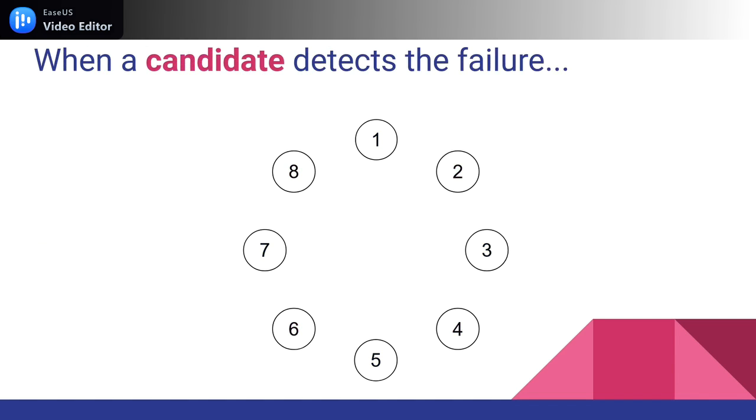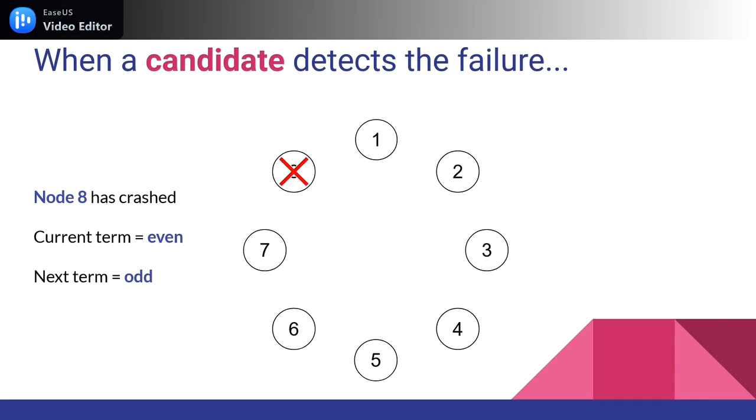The first scenario shows the detection by a candidate. So in this network, node 8 is the coordinator and it has just crashed. Since node 8 is even, the current term is even, and the next term will be odd. So the candidates are 1, 3, 5, and 7. Suppose that node 3 detects the failure and it is a candidate. It starts the election by following the normal Bully algorithm, except only to candidates. So this means 5 and 7.